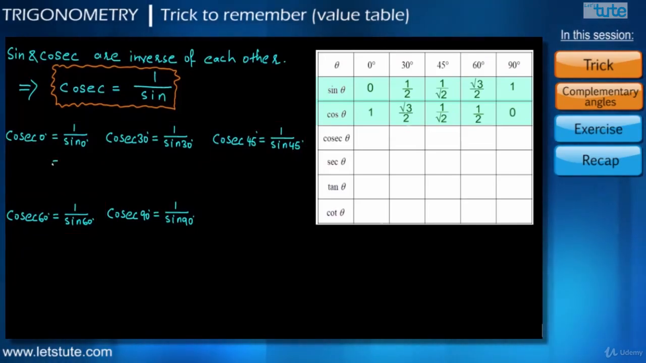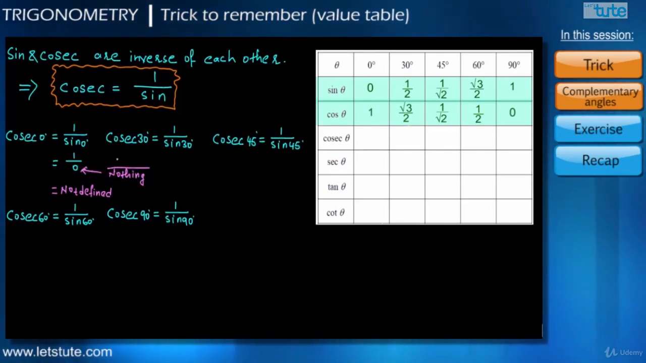And therefore, cosec 0 is equal to 1 upon 0 because sine 0 is 0. And the value 1 upon 0 is not defined because 1 upon 0 means from 0 we get 1. And in mathematics, 0 means nothing and we can never get something from nothing. So 1 upon 0 is itself a meaningless expression. And therefore we say that 1 upon 0 is not defined. In fact, any number upon 0 is not defined.